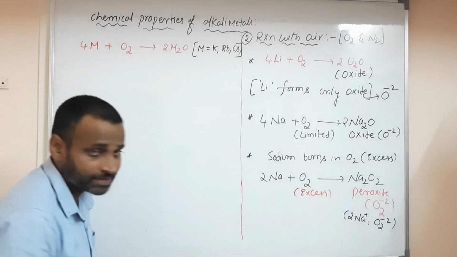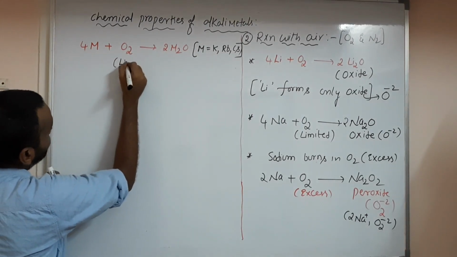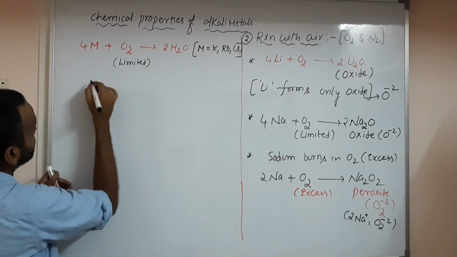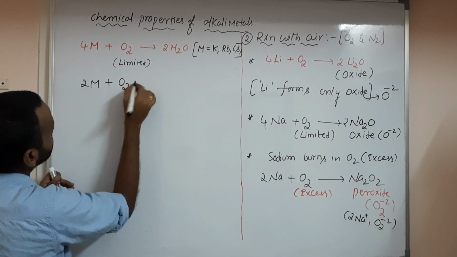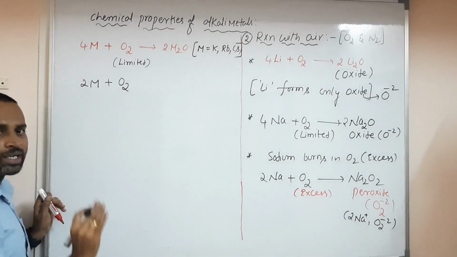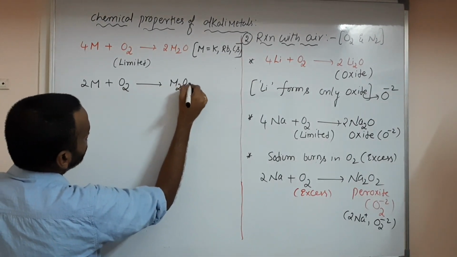Listen carefully, please. Now, when O2 is limited, as the quantity of oxygen increases, this is also possible: M plus O2. So optimum oxygen is required. Then you will get M2O2.